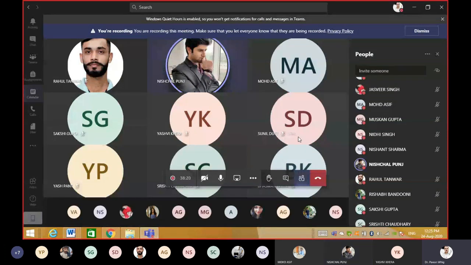Now, my next question is to Rishabh. Rishabh, if we club these two terms, actuator and sensors, together, what is it called? Rishabh Banduni.